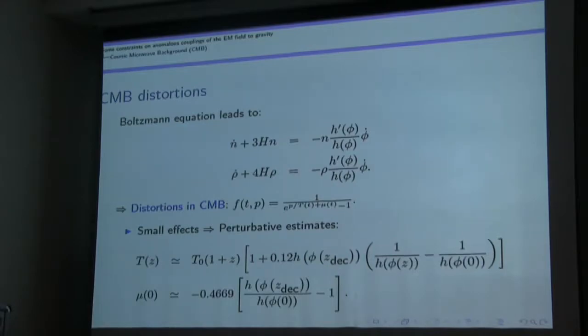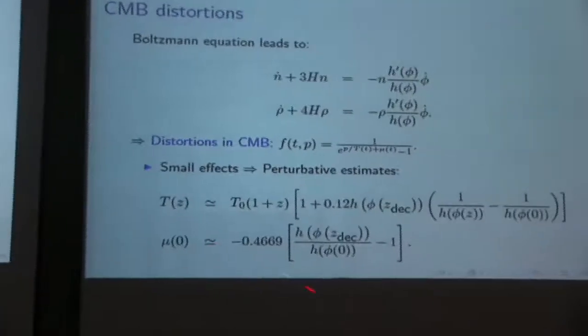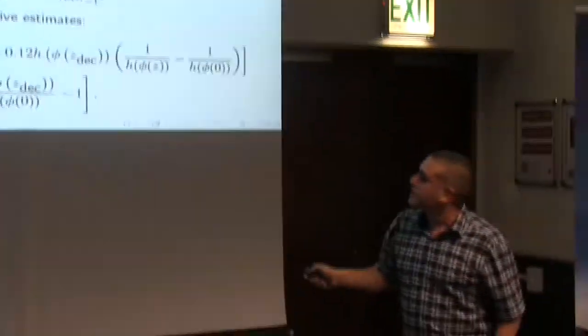So if you do that, by solving the Boltzmann equation, you can get an estimate of how the temperature of the CMB and the chemical potential at redshift 0 ought to be, and you see that we have here a departure from the standard 1 plus z evolution for the temperature of the CMB. That involves here the coupling at redshift z, the coupling at redshift 0, and the chemical potential is like this. So of course, if the coupling remains constant between decoupling and 0, this is 1, and there's no chemical potential.